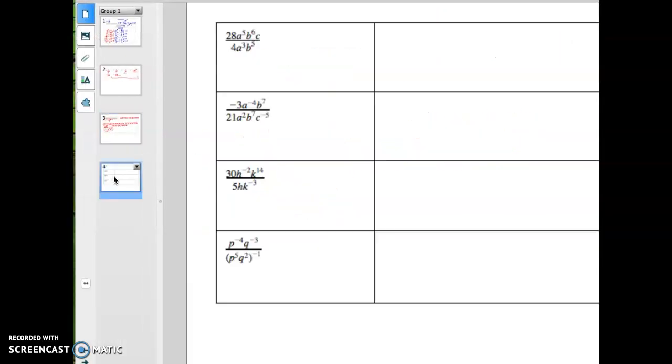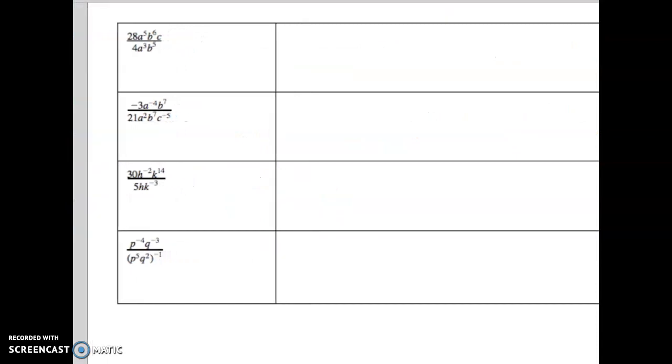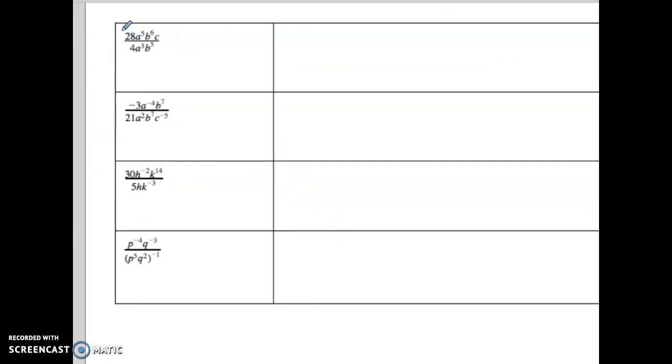So then let's go to the last section here. First, when I have numbers, my coefficients, you divide those like normal. You're going to want to subtract those, but you don't. 28 divided by 4 is 7. Next, I have a to the 5th minus a to the 3rd, for a squared.